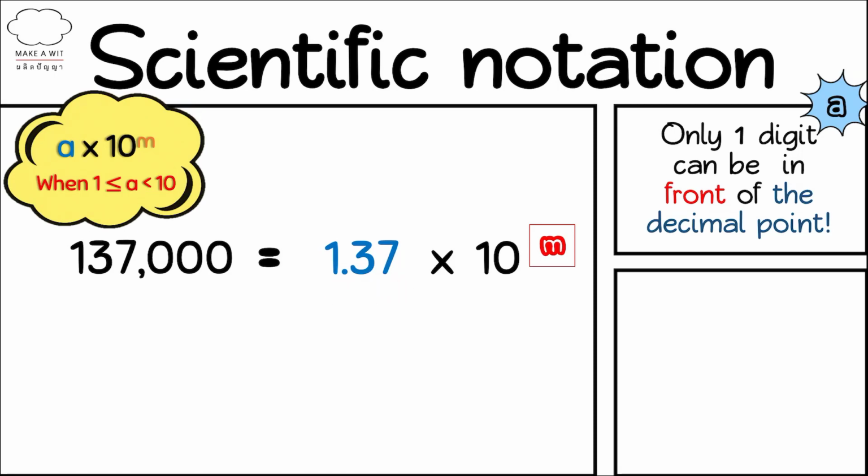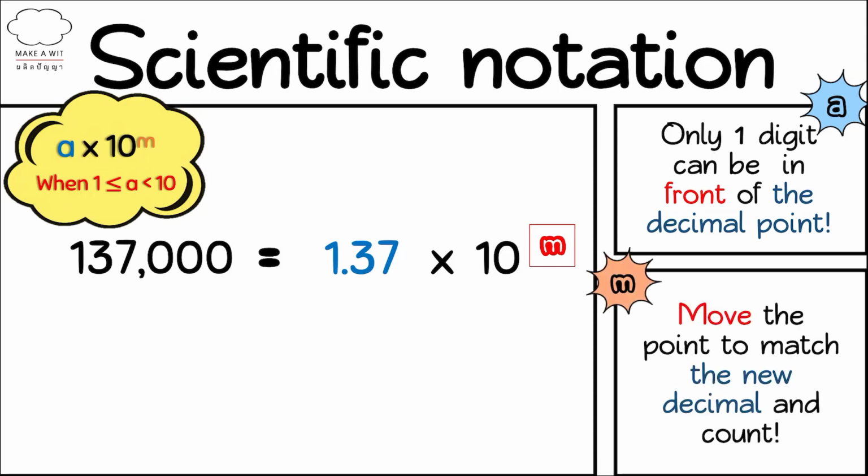Now, let's see. What about M here? M will be part 2. You move the point to match the new decimal and count. Now, just like that, it will be your point over here for the standard form. Then you count 1, 2, 3, 4, 5. Now, 5 places that you move, right? So that means how many? 5. Power will be 5. Just like that. Okay? When you put it back up, again, you can move 1, 2, 3, 4, 5. Same value, right?